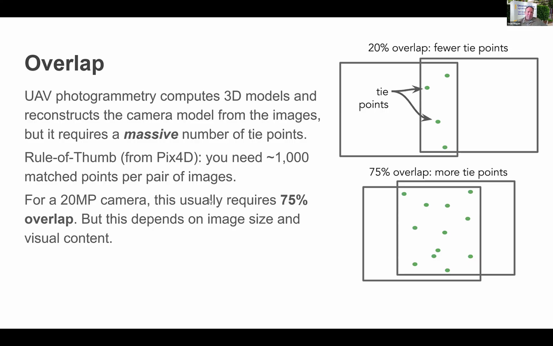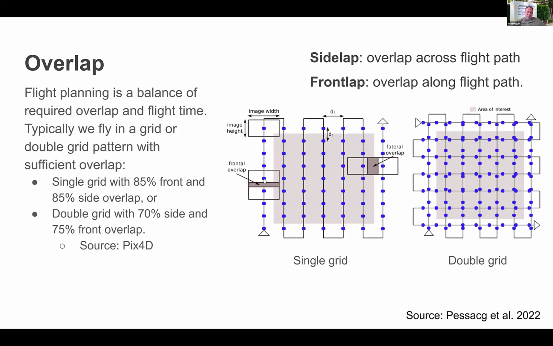So say for a 20 megapixel camera, this would include 75% overlap. Here's another way of looking at this. When you fly, typically you're flying something that looks like a lawnmower pattern. Someone came along and said that was a single grid pattern, as opposed to the one to the right, which is a double grid, which looks just like a grid to me, but a hatch pattern is what might be referred to. But the key thing is that each one of these images will have a frontal overlap, sometimes called a forward lap or a front lap, and then a side lap.